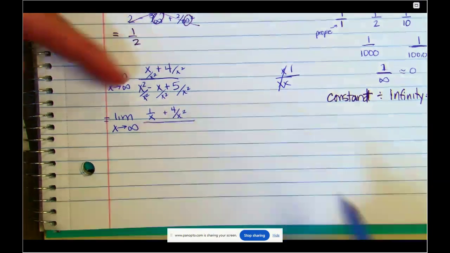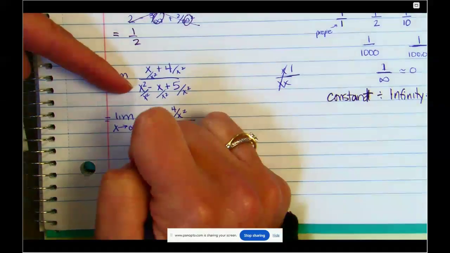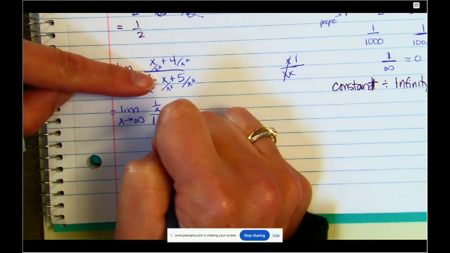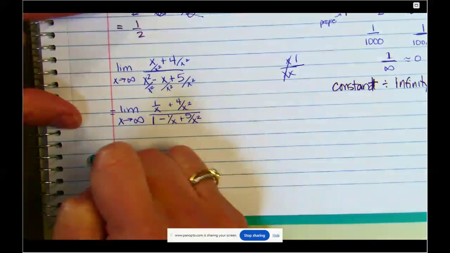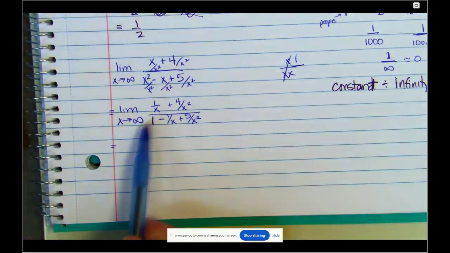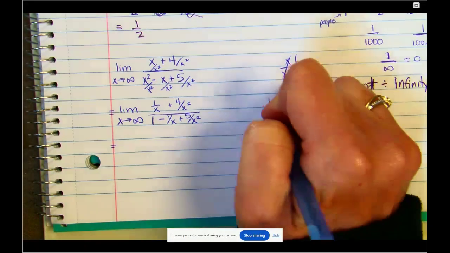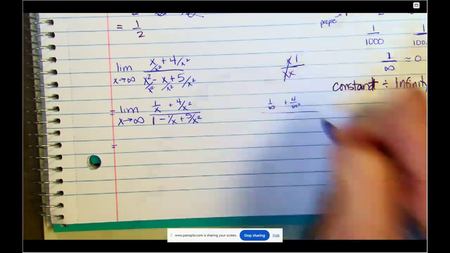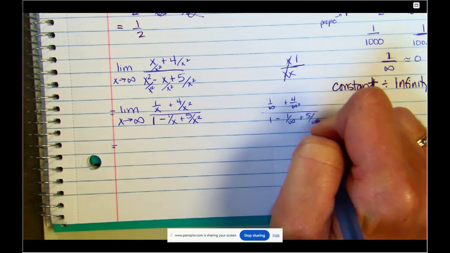Okay. The bottom, what's x squared over x squared? 1. Minus what? 1 over x. Plus 5 over x squared, nothing cancels. Now, when you put your infinity in, you've got 1 over infinity plus 4 over infinity squared on the top. And then 1 over infinity, 5 over infinity squared.